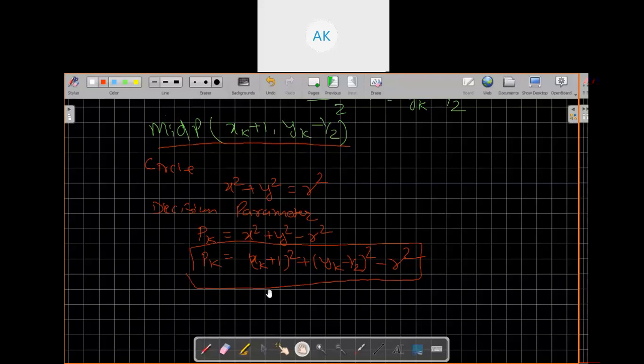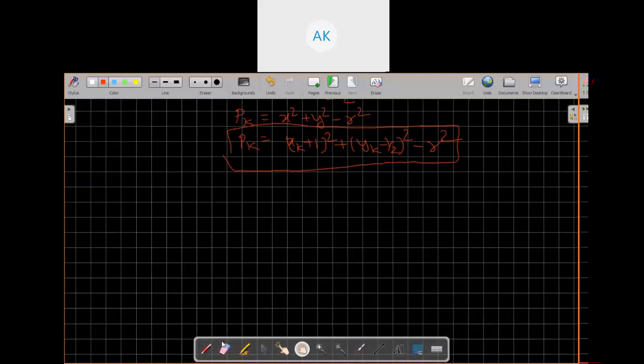Now we will calculate the next decision parameter. Follow the same way as we have followed in Bresenham's line drawing. Pk plus 1. So we just change the value of k with k plus 1 when we calculate the next decision parameter. So just change xk plus 1 whole square, yk plus 1 minus 1 by 2 whole square minus r square. Okay. Follow the same way as you followed in Bresenham's line drawing. Okay.